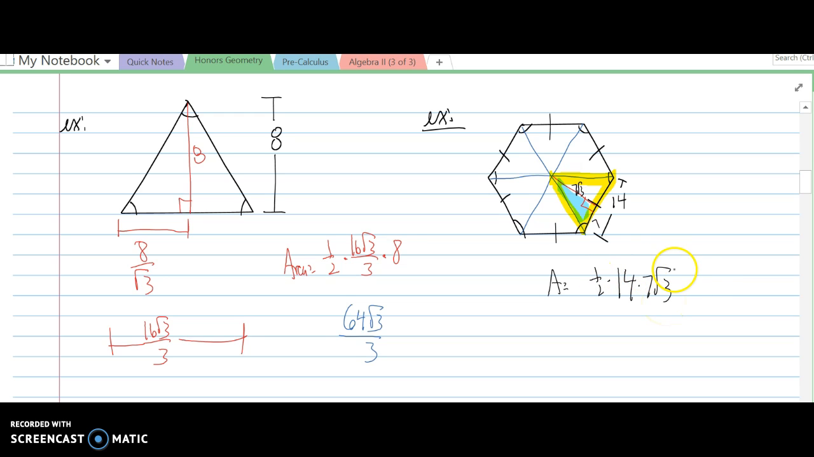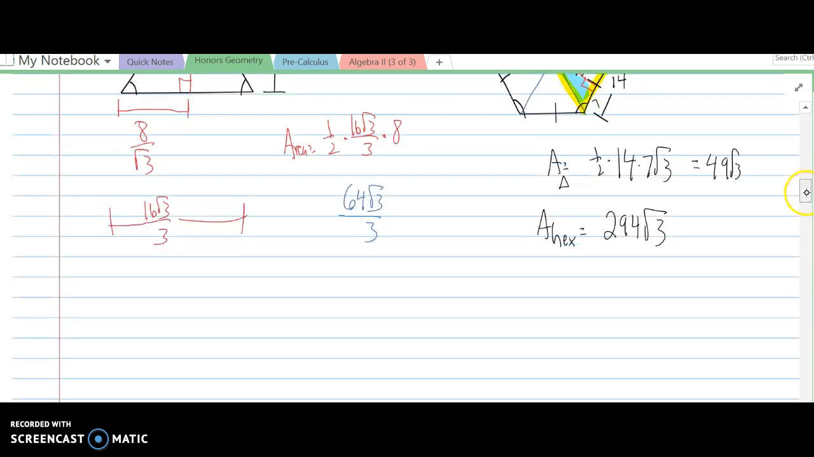Now if we simplify this, that would come out to 49 root 3. And I want to make sure that I'm careful what I'm talking about. This is the area of just that triangle, so I should show my work for that, which means then that the area of the hexagon, which is what we want, is 6 times bigger than that. So I could take 49 times the 6 to get 294 root 3 for our exact area. You can go to the calculator, multiply that to get your approximate decimal then.